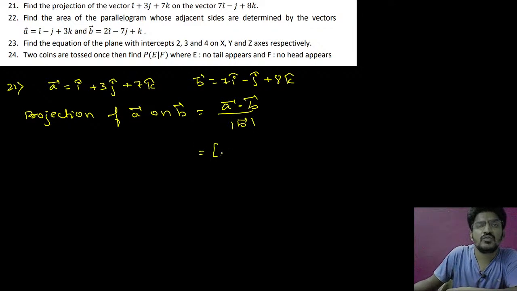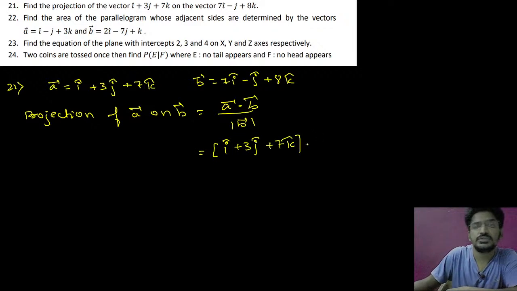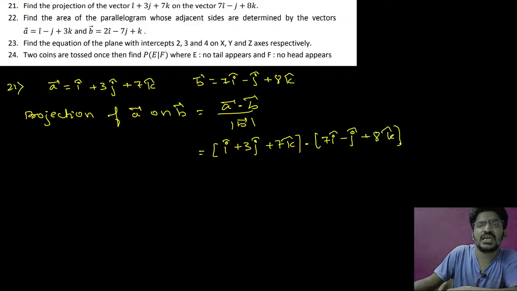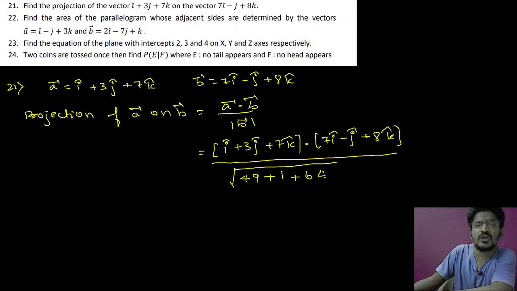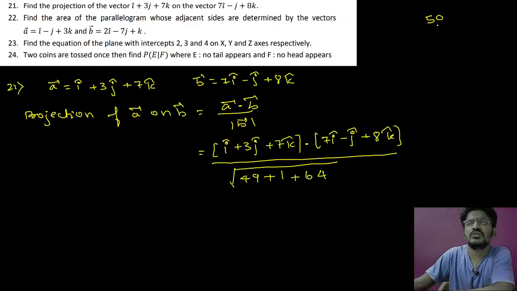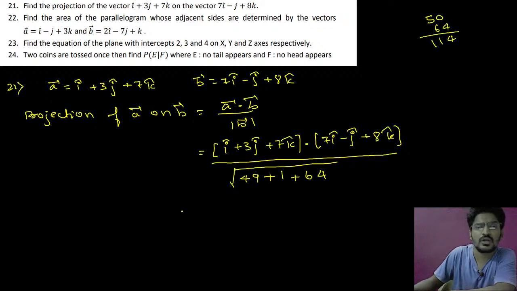What is vector A? I cap plus 3j cap plus 7k cap, dot with 7i cap minus j cap plus 8k cap, divided by mod of B. What is mod of B? 7 square is 49, minus 1 square is plus 1, plus 8 square is 64. So 50 plus 64 is 114. I cap dot 7i cap is 7, 3j cap times minus j cap is minus 3, 7k cap times 8k cap is plus 56, divided by root of 114.